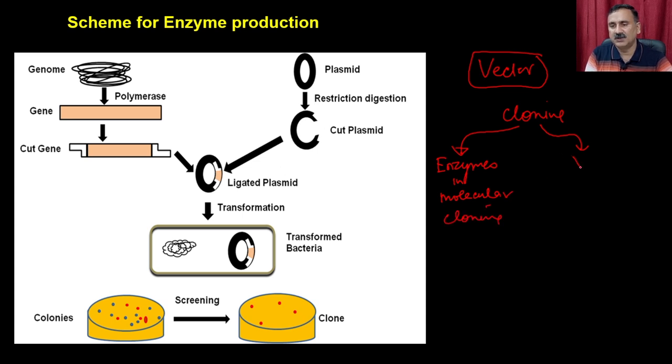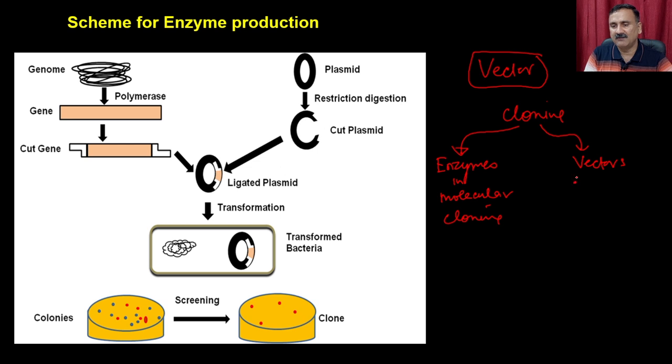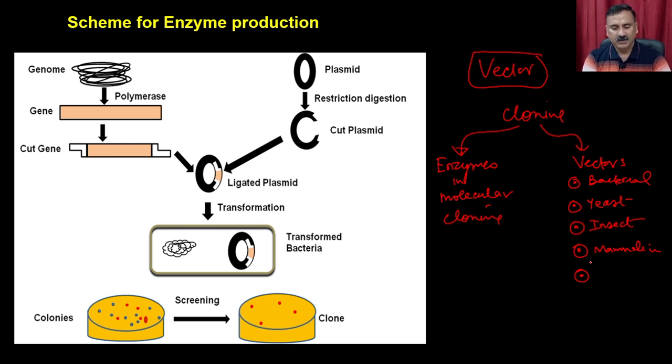The other is the different types of vectors, and vectors are always specific to a particular host. You can have vectors for the bacterial system. You can have vectors for the eukaryotic system. Within the eukaryotic system, you can have vectors for yeast, for insect cell lines, or for mammalian cell lines. And then you also have bacteriophage based vectors, which are used for different types of expression studies. So in today's lecture, we are going to discuss the different types of vectors and how you can use them for the cloning of a particular gene.